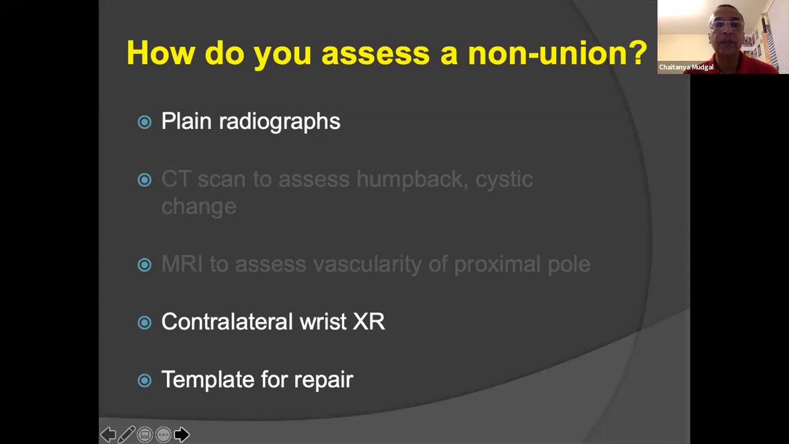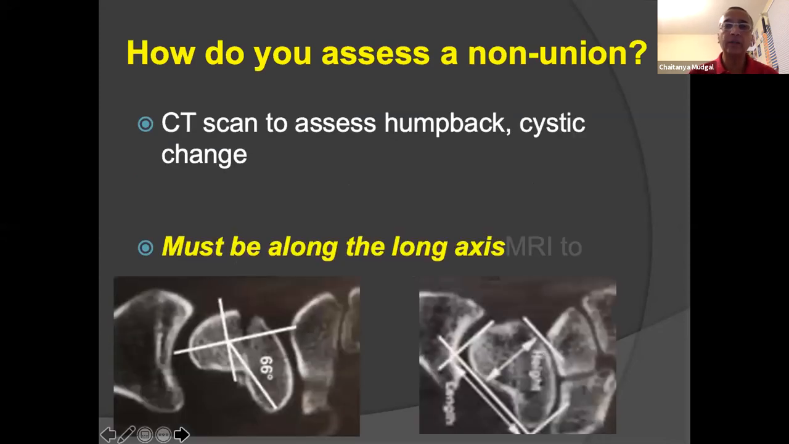If you have a non-union that is symptomatic, how do you assess it with a view to treating it? The first order of business is you get a standard 3 x-rays and a scaphoid view. And then if you are planning a repair in resource poor environments, it's good to get a contralateral wrist x-ray, which might help you have a template so as to restore scaphoid dimensions. A CT is always a good idea, especially if you want to assess the humpback and cystic change, because that helps you recontour the scaphoid back to its original dimensions.